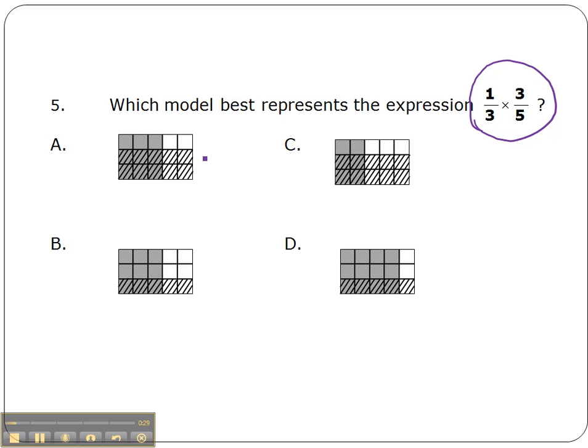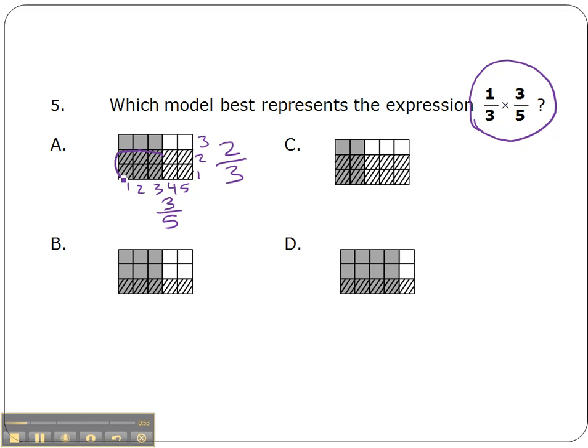On model A, if you look at the rows that have diagonal lines, I have 2 rows that have diagonal lines, and I have 3 rows total. So that's the fraction 2/3. Then if I look at the columns that are shaded gray, I have 1, 2, 3 columns that are shaded gray out of 5 columns total. So that's the fraction 3/5.